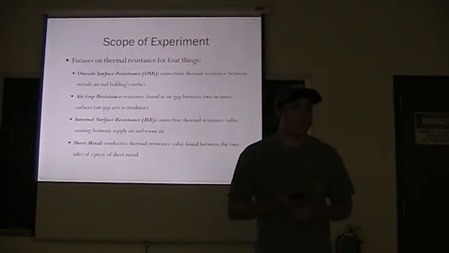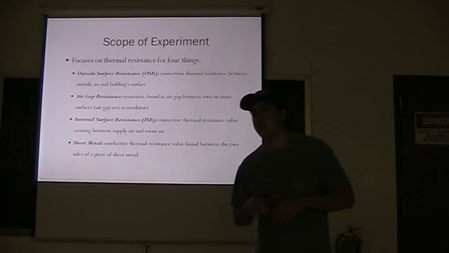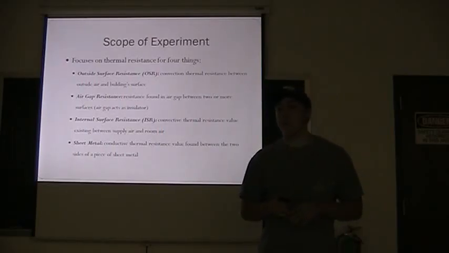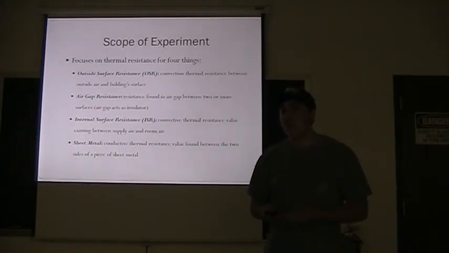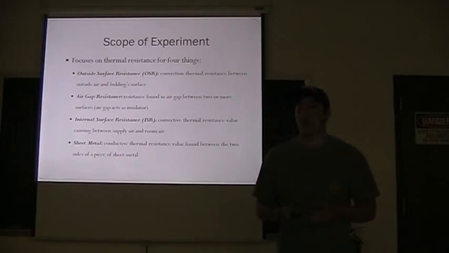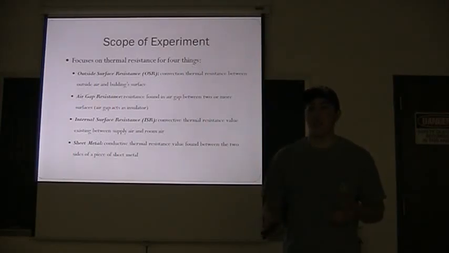So the scope of the experiment, we're going to focus on thermal resistance of four things. We're going to focus on the outside surface temperature, which is the convection thermal resistance between the outside air and the building surface, the air gap resistance, which is the resistance found in the air gap between two or more surfaces. The air gap acts as an insulator. Then we're going to need to know the internal surface resistance, which is the convective thermal resistance value between supply and room air. And then sheet metal, it's basically just the conductive thermal resistance between the two sides of the piece of sheet metal.